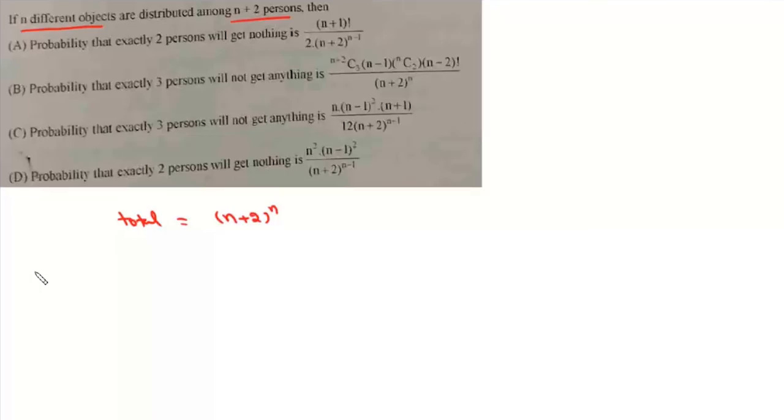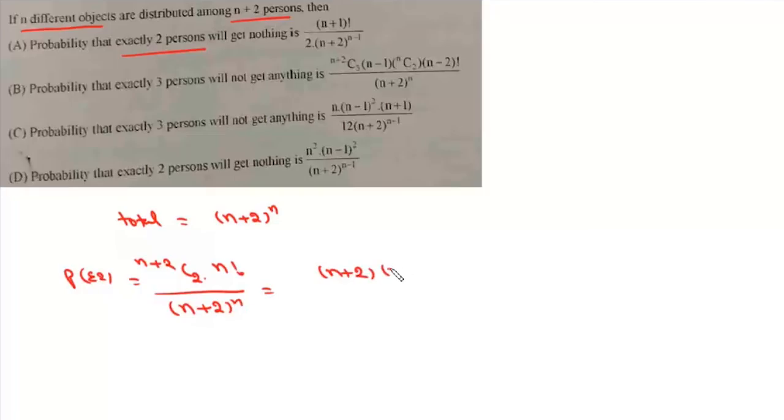Now in this first case, when we have distributed them so that exactly 2 people get nothing, we have to select which 2 of these n plus 2 people, and it can be done in n plus 2 C 2 ways. Now we are left with n objects and n people, and since we have n people and n objects, each person should get exactly 1 object. Now n different objects in n places can be distributed in factorial n ways. So the required probability that exactly 2 are left out is given by n plus 2 C 2 into factorial n divided by (n plus 2) to the power n.